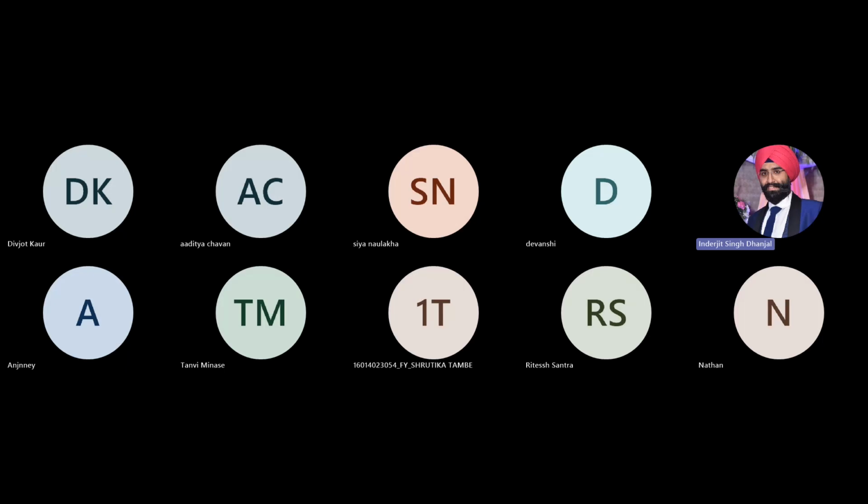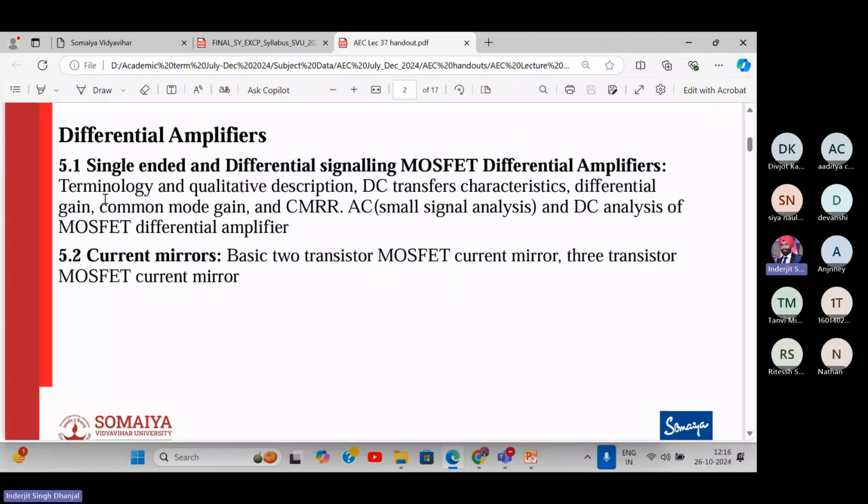In the last lecture, we started with the differential amplifier. We have seen why we require a differential amplifier, how it is different from single stage amplifiers, and we have seen its terminology. Now we'll go for the working of the differential amplifier and its DC transfer characteristics. So that is the objective of this lecture.